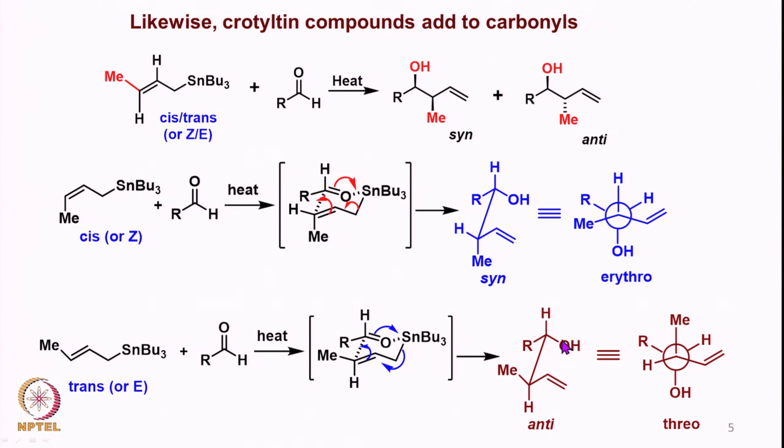this particular compound here, which is anti configured because now the methyl group is pointing upwards and the alcohol is pointing downwards. This can be written up as a Newman projection like this, which is called an anti compound. So, this is how the crotyl tin compounds add to carbonyls and lead to C-C bond formation, specifically from Z crotyl tin compounds to syn products and from E crotyl tin compounds to anti products.